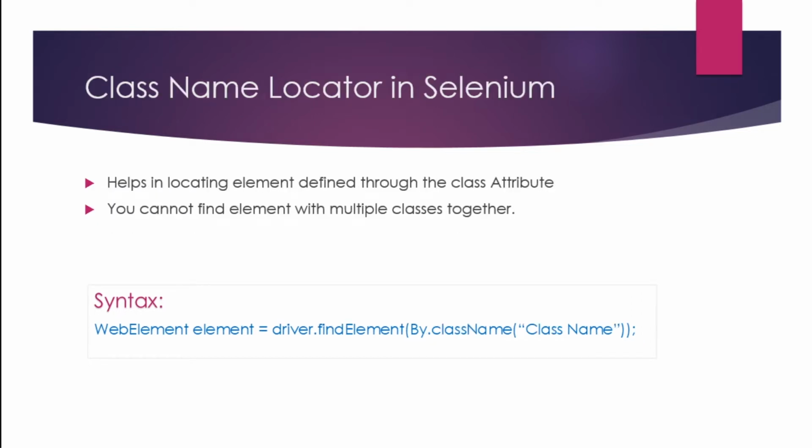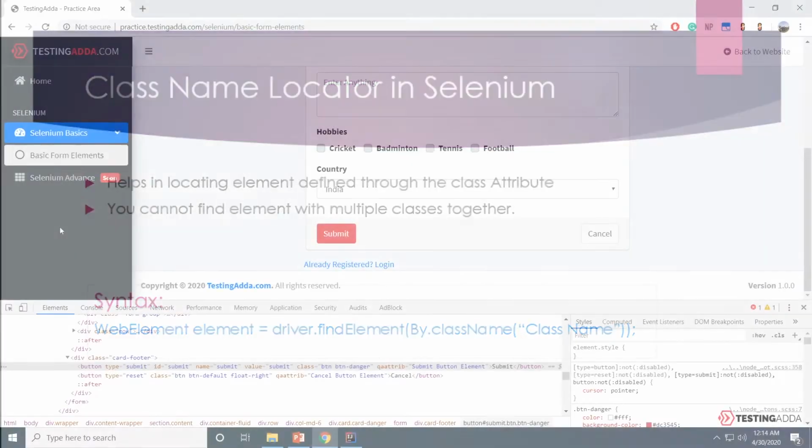Next one is class name locator in Selenium. Class name locator helps in locating elements defined through the class attribute. It simply returns the element with matching class attribute. Selenium locator cannot find elements with multiple classes together. Let's go back to our browser.